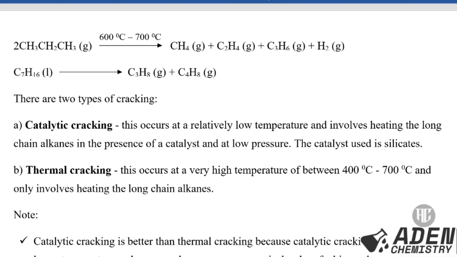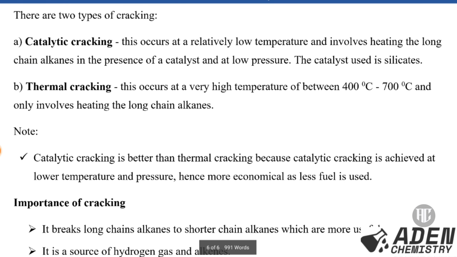So we have 2 types of cracking. Let's see the types of cracking. One is called catalytic cracking, the other one is called thermal cracking. Catalytic cracking occurs at relatively low temperatures and involves heating the long chain alkanes in the presence of a catalyst and at low pressure. The catalyst used is silicates, or we can have a mixture of alumina and silica.